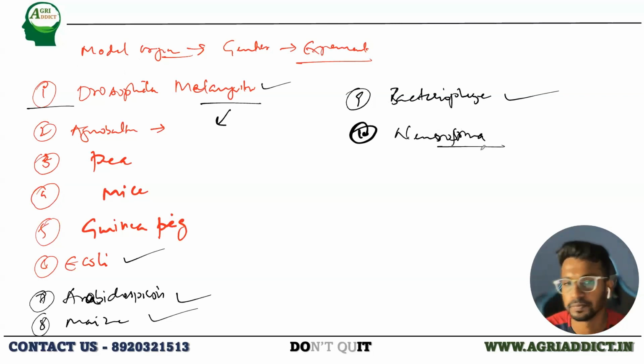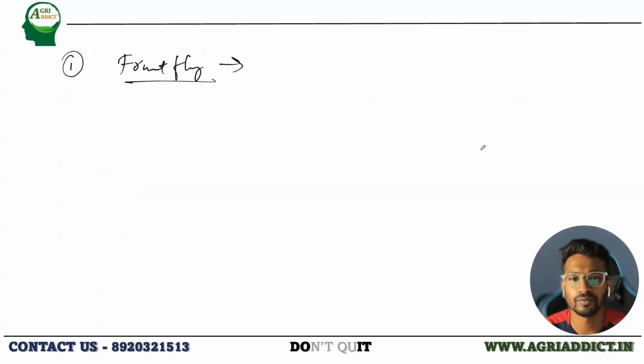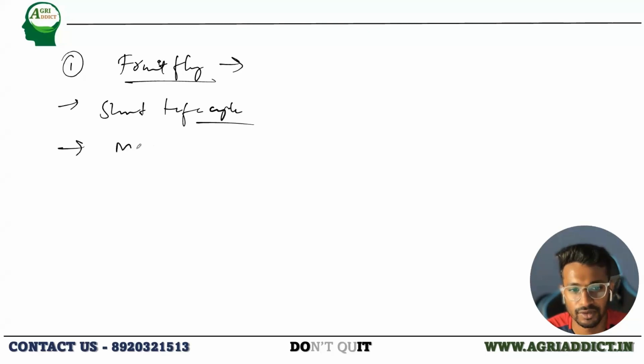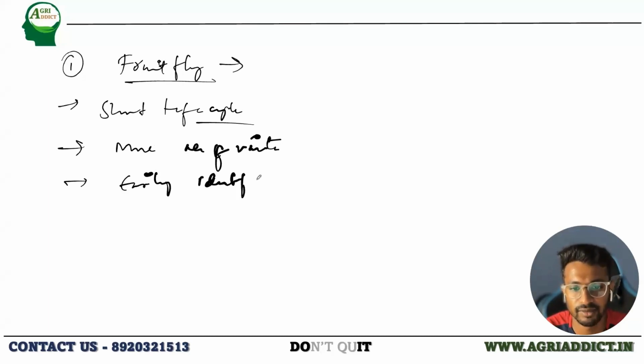Yes, thank you, Anusha. So what made us use this as an experimental material? What are the ideal characteristics of this fruit fly? Yes, very good. It has a short life cycle, large observable chromosomes, more observable characters. More number of variations are there that can be easily identified, easily identifiable phenotypes or traits.